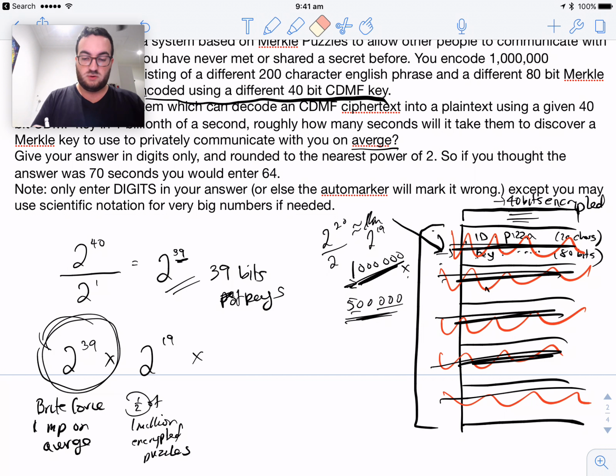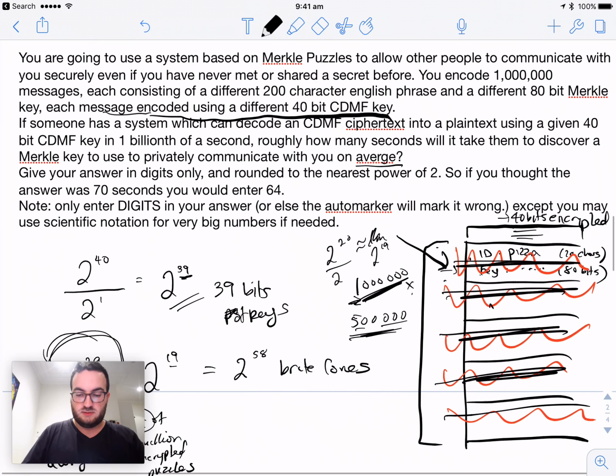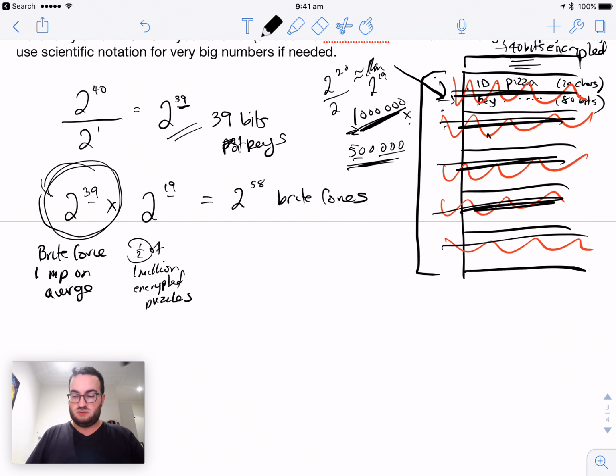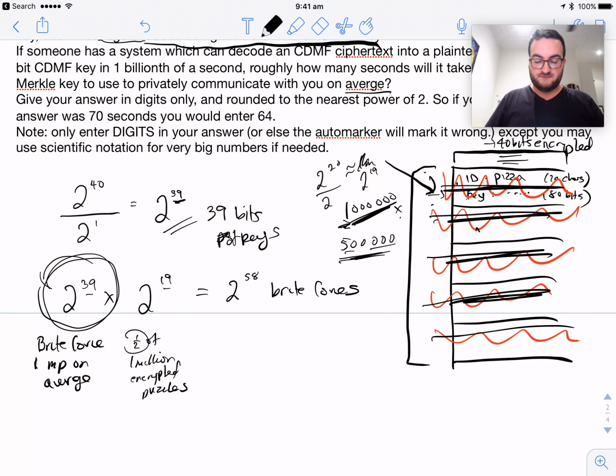So the total number of brute forcings I'm going to have to do is whatever this works out to be, which is adding these two numbers here. It's like 60 minus 2, which is going to be 2 to the 58. So I have to do 2 to the 58 brute forces, right? Let me just make some room. I'll put my face over here.